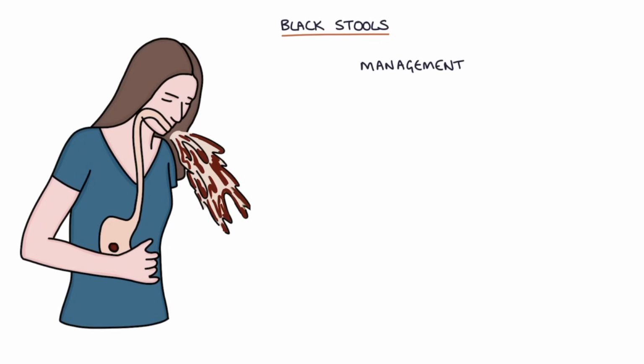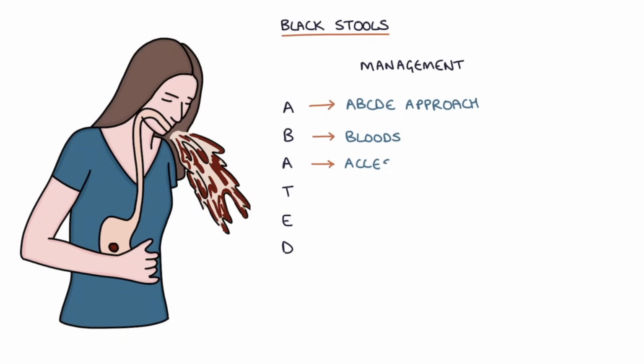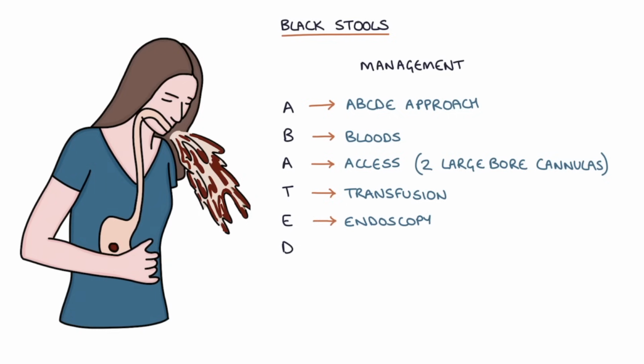Management of upper gastrointestinal bleeding can be remembered with the mnemonic ABATED. A stands for an ABCDE approach to immediate resuscitation. B stands for blood tests to get a full set of bloods. A stands for access to get intravenous access in case the patient needs medications or a blood transfusion, ideally with 2 large bore cannulas. T stands for transfusion if the patient needs a blood transfusion. E stands for endoscopy, and they need an urgent endoscopy within 24 hours to identify the source of the bleeding and provide treatment as required. And D stands for drugs, to stop anticoagulants or blood thinners as well as NSAIDs.